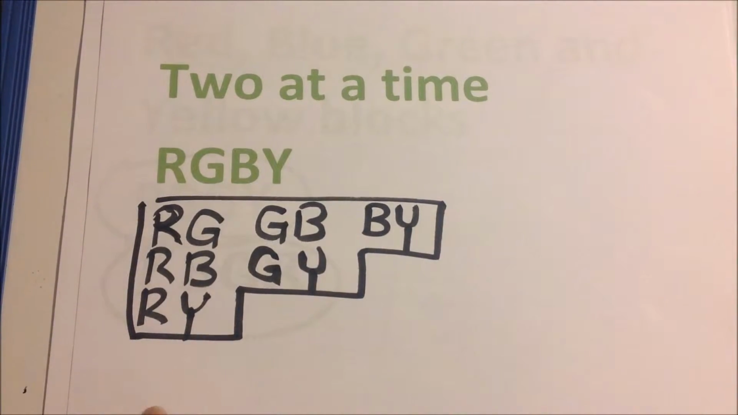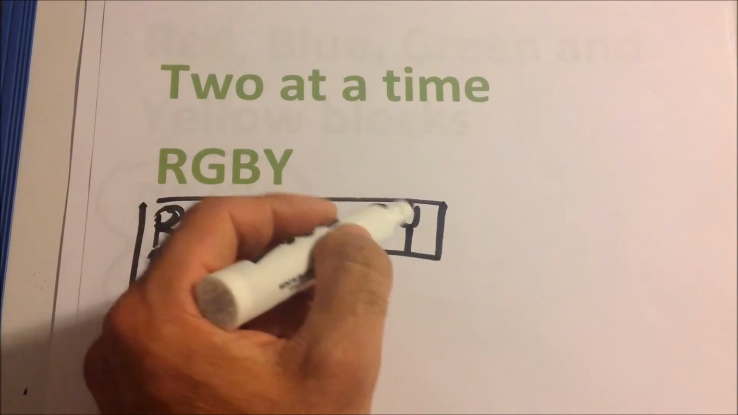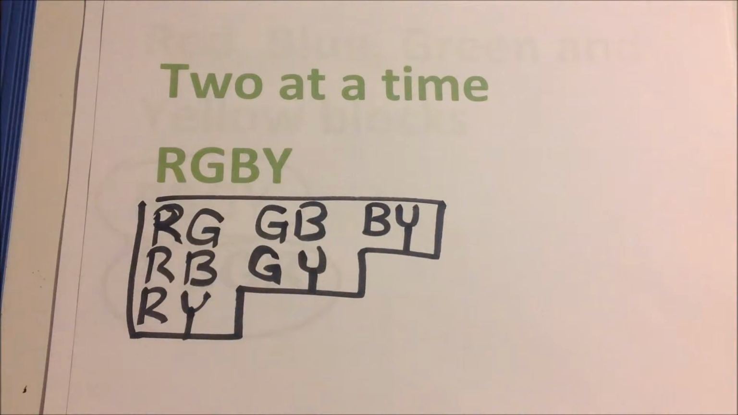Again, if you made a yellow and a blue, it's the same as if you had a blue and a yellow. So in combinations, you can't repeat the pattern. But with permutations, you can. Permutations, order does matter. So let's look at the word wonder.